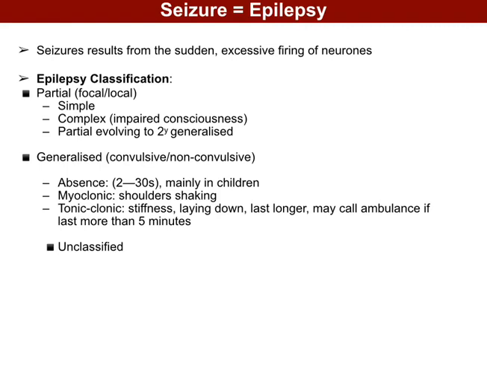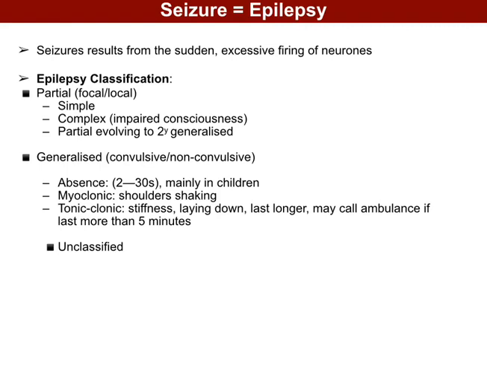As you know, epilepsy is a consequence of sudden and excessive firing of neurons. Epilepsy can be classified into partial, which can be either simple or complex and cause impairment of consciousness. This class can develop into the second class, generalized epilepsy, categorized by absence seizures from 2 up to 30 seconds, commonly taking place in children.